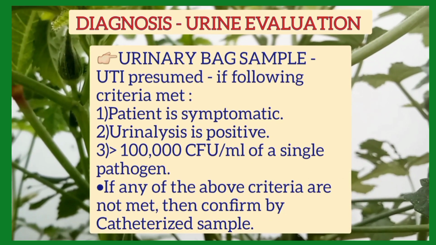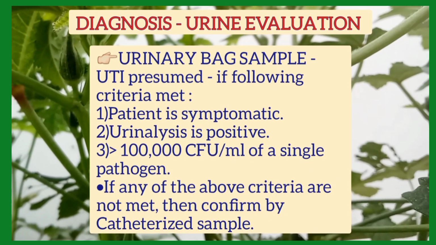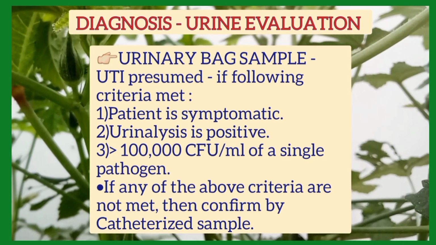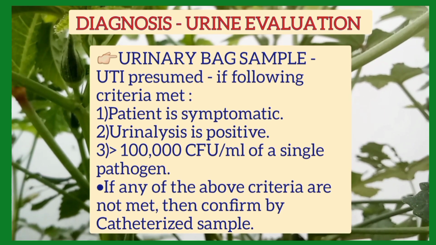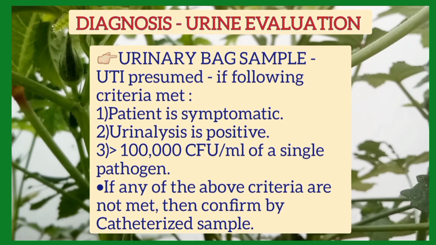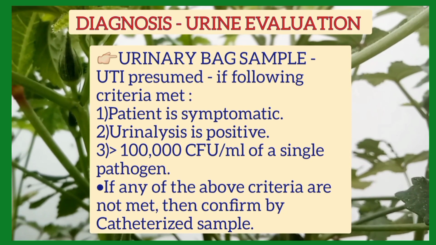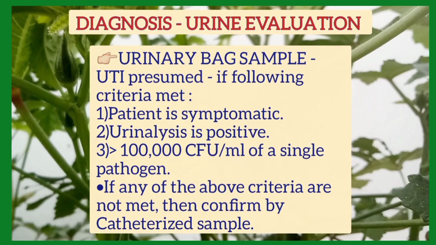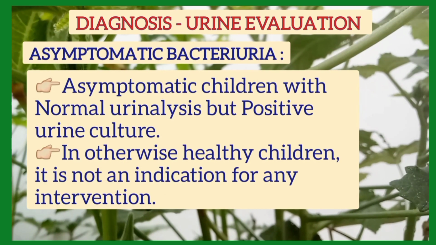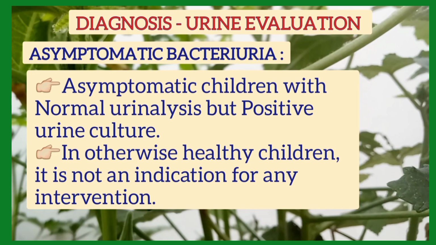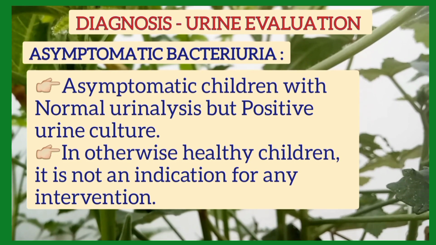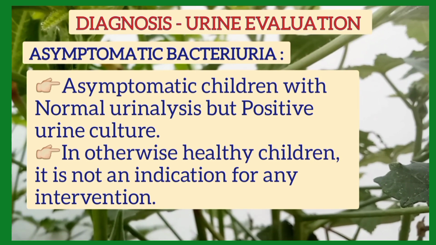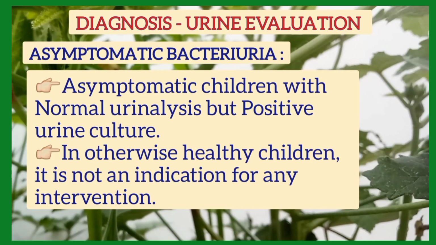Now, in case of a urine bag sample, UTI is presumed if the following criteria are present. The patient is symptomatic, urinalysis is positive, and more than 100,000 colony-forming units per ml of a single pathogen is present. If any of the above criteria are not present, then confirm UTI by catheterized sample. Now, asymptomatic bacteriuria is labeled when the child is asymptomatic with normal urinalysis, but the urine culture is positive. In otherwise healthy children, it is not an indication for any intervention.